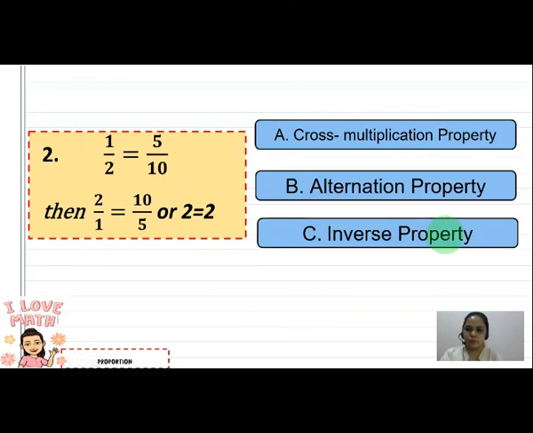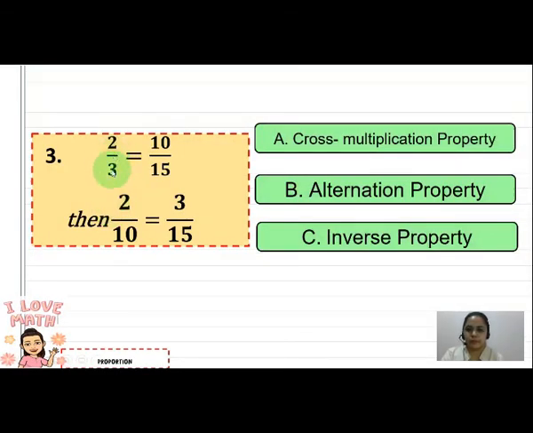You may pause this video for a while and write your answer in your notebook. Okay, so the answer is letter C, inverse property. So, in-interchange lang numerator and denominator. Number 3.